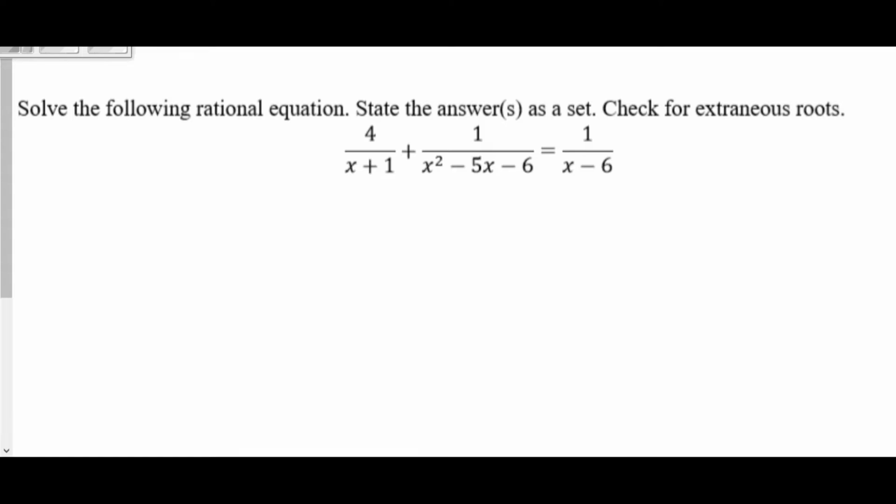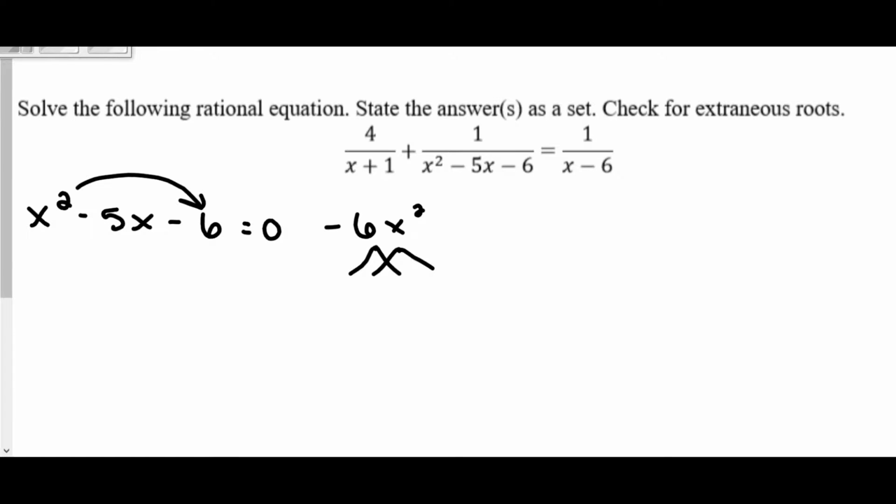So this is a rational equation. State the answers as a set and check for extraneous roots. So my first step here is to factor first. So x squared minus 5x minus 6 equals 0. It's my AC method, so take my first term, multiply by my last term. So I need to find two numbers that add to negative 5x and multiply to negative 6x squared.